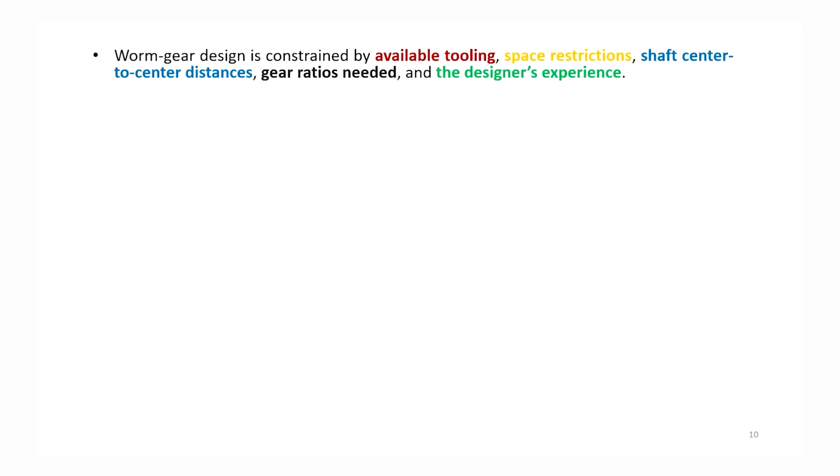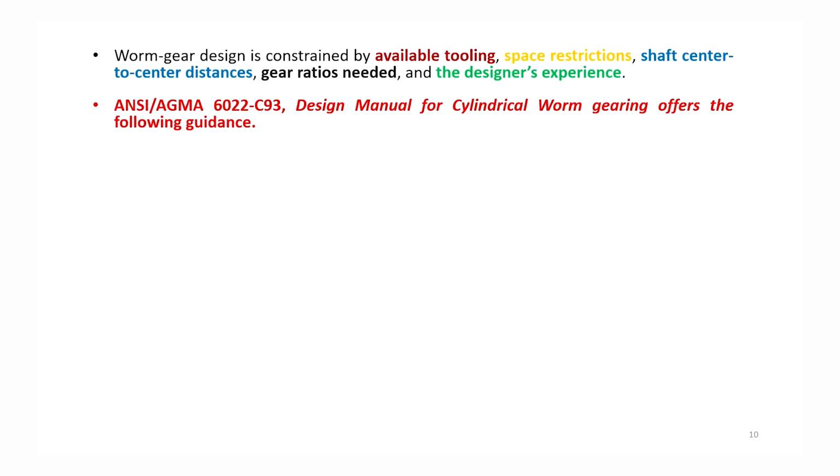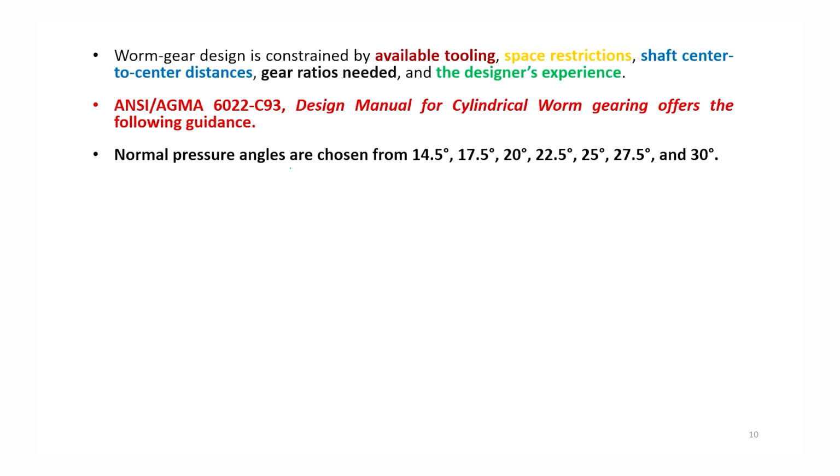Now, worm gear design is constrained by available tooling, space restrictions, shaft center to center distances, gear ratios needed, and the designer's experience. The ANSI AGMA 6022-C93 design manual for cylindrical worm gearing offers the following guideline. Normal pressure angles are chosen from 14.5, 17.5, 20, 22.5, 25, 27.5, and 30 degrees.